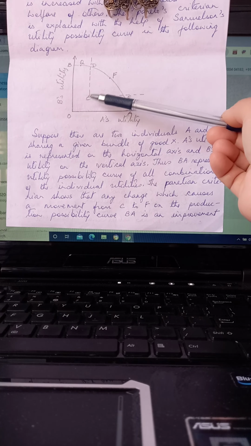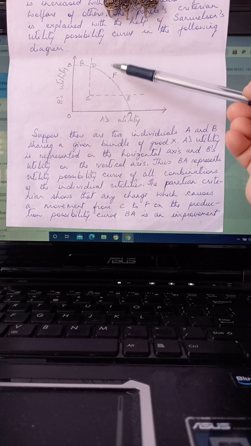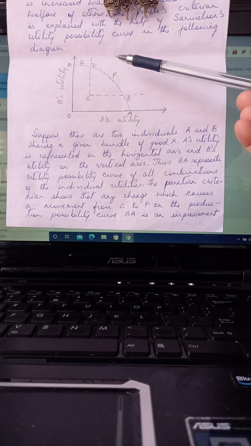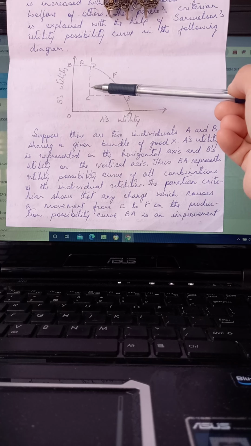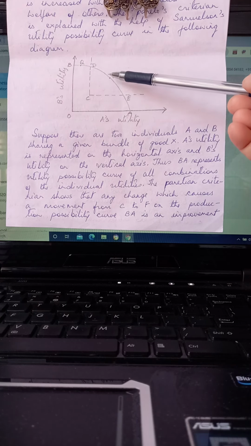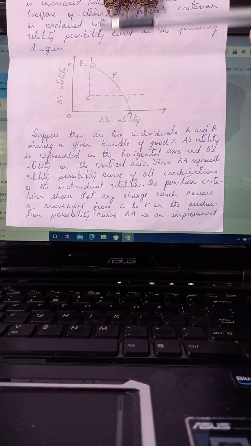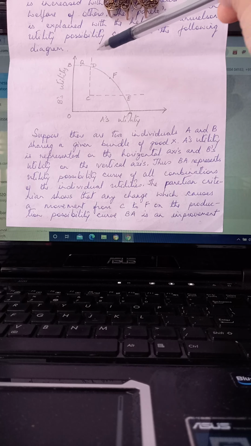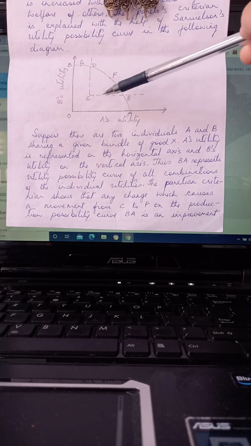Further, if we look at this point F, here there is a Pareto optimality, which means there is an increase in social welfare. Through the work undertaken by the government at point F, B's utility has improved and A's utility has also improved. Now let's have a look at the other points. Let's have a look at point D, and let's have a look at point E.